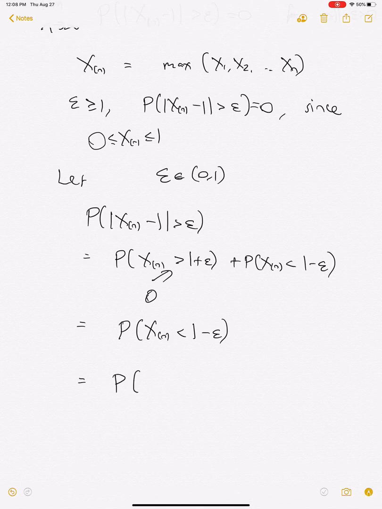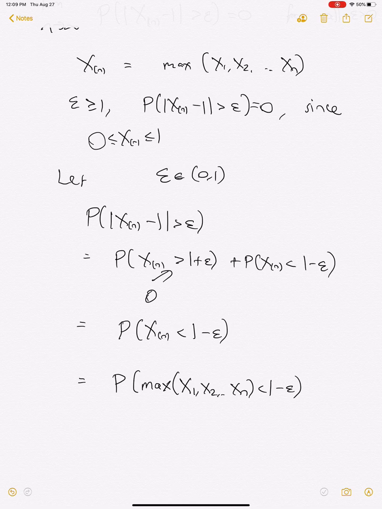So this is where we can exploit the probability that the maximum of x1 through to xn is less than 1 minus epsilon. Now we're going to exploit a key property of the maximum. If the maximum of n random variables, or n numbers, is less than or equal to some value, what does that mean in terms of events? That means that every single one of those n random variables is less than that number.